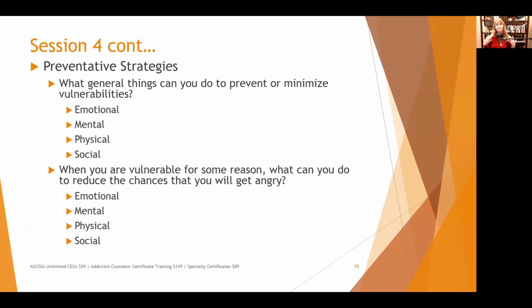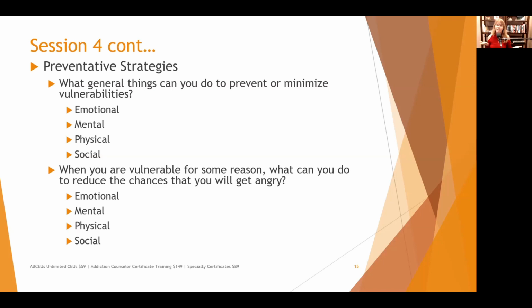Preventative strategies. Have people brainstorm, because what works for John is not necessarily going to work for Tom or Sally or Sue or whomever. What general things can you do to prevent or minimize emotional vulnerabilities? Well, that means trying to do things that help you stay as happy as you can and feel as empowered as you can, as much as you can. So what can you do to add in the happy and the empowerment? Mentally, how can you minimize mental vulnerabilities, that negativity, which goes to what kind of positive thoughts can you have, empowering thoughts, courageous thoughts, and even radically accepting thoughts of it is what it is.